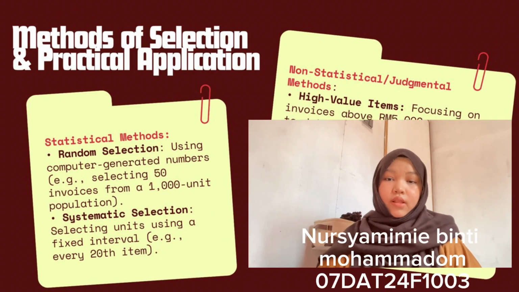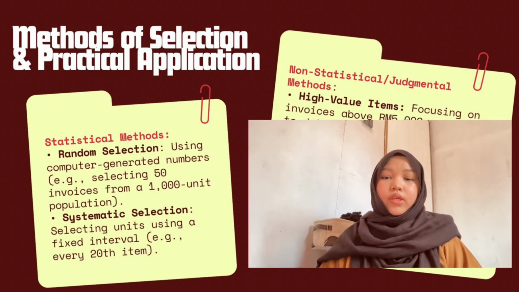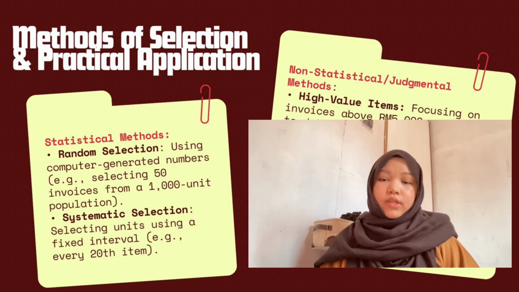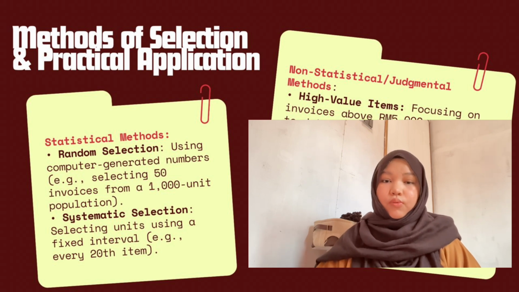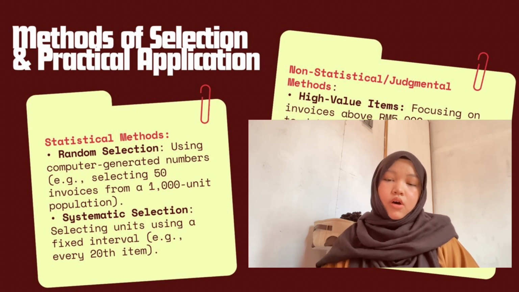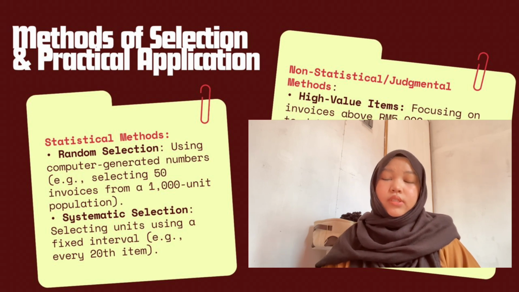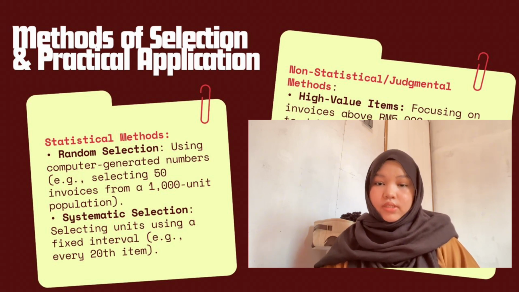Next, I will explain the methods of selection and their practical application in auditing. There are two main types, which are statistical and non-statistical methods. For statistical methods, we have random selection, where every item has an equal chance of being chosen, usually using a computer system. We also have systematic selection, where items are selected at fixed intervals, such as every 20th transaction.